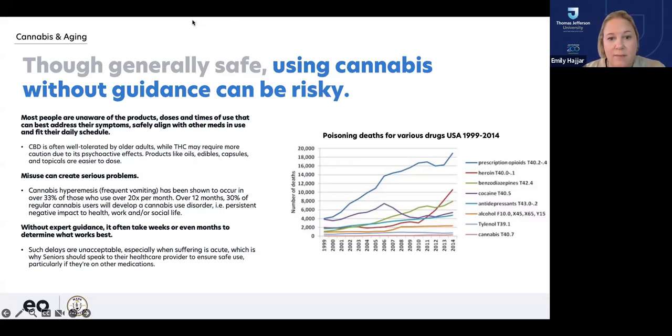And I want to point out, on the right side of the screen, the poisoning deaths for various drugs. At the top of that list is prescription opioids. We use these very commonly for painful conditions. But I just want to point out the least impactful is cannabis. So you'll notice the red line is right at the bottom. Poisoning deaths are very rare for this compound. Next slide.